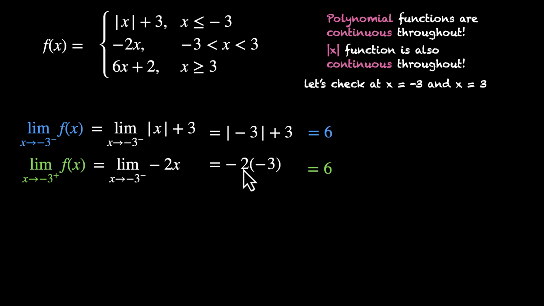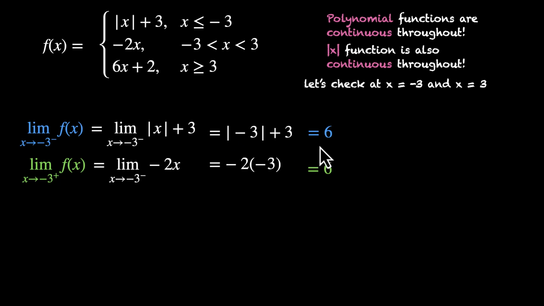What about the value at minus 3? Well, for that, we'll use this definition because this is saying x is less than or equal to minus 3. So for minus 3, we'll use this one, but we have used this one and figured out that the value is 6. This means the value of the function at minus 3 is 6.